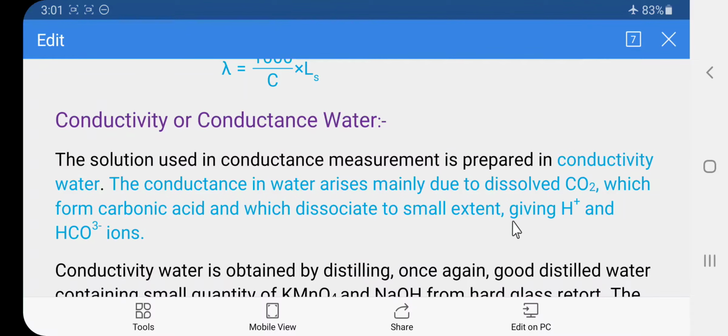So friends, when we use the conductivity meter or the conductometer while preparing the solution, we always have to use the conductivity water or the conductance water. We never use tap water for the preparation of the solution. We have to use the conductivity or the conductance water for the preparation of the solution.